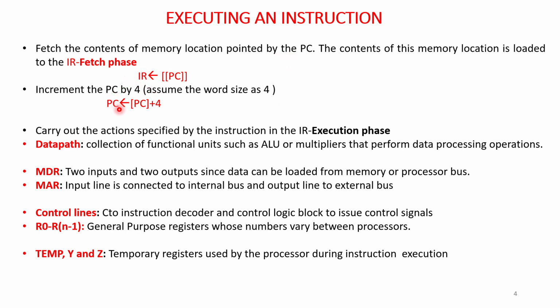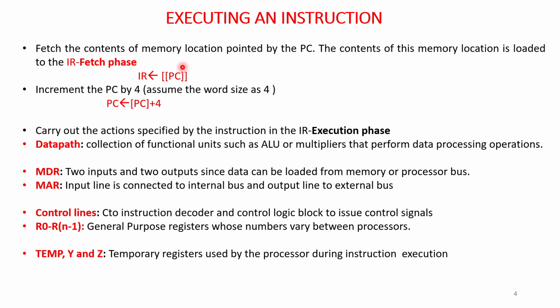After this you have to add 4, which is one instruction length. PC plus 4 will give you the address of the next instruction. In case of a branch instruction, the target will be loaded here. The data path includes a collection of functional units such as ALU or multipliers that perform data processing operations. Execution of an instruction includes two basic operations, the fetch phase and the execute phase.